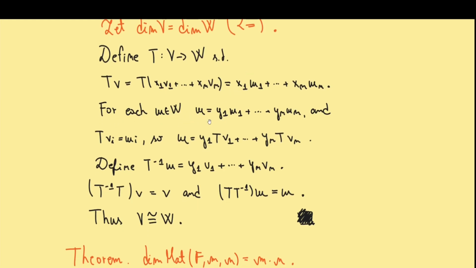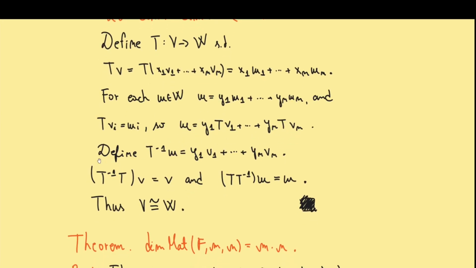So for each W, which can be expressed like this, we have that T of the basis vector Vi is equal to the basis vector Wi. So when we express these like this, we get that W is equal to this linear combination. And we can just define now our T minus 1 of W. Well, if W is this, and each of these Wi's is equal to this, let's just go backwards.